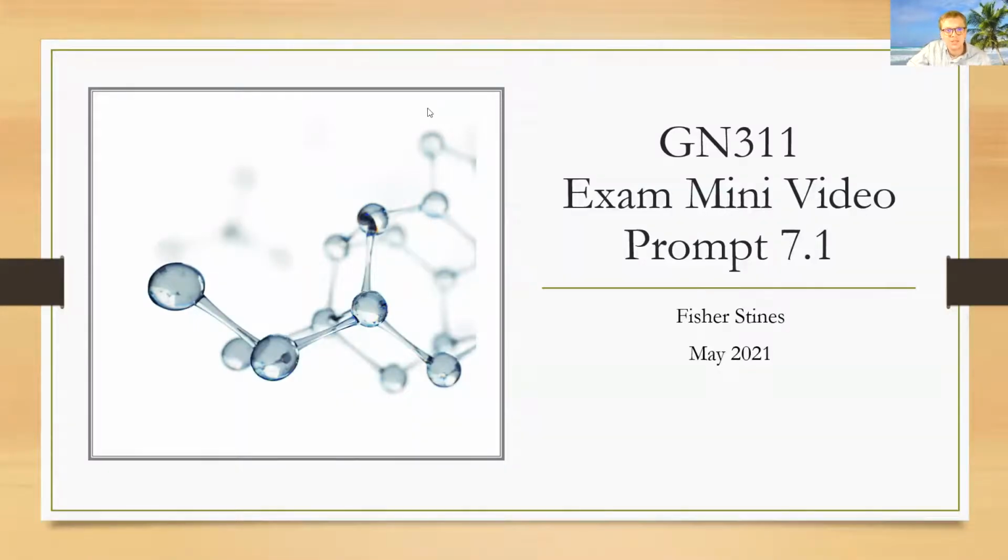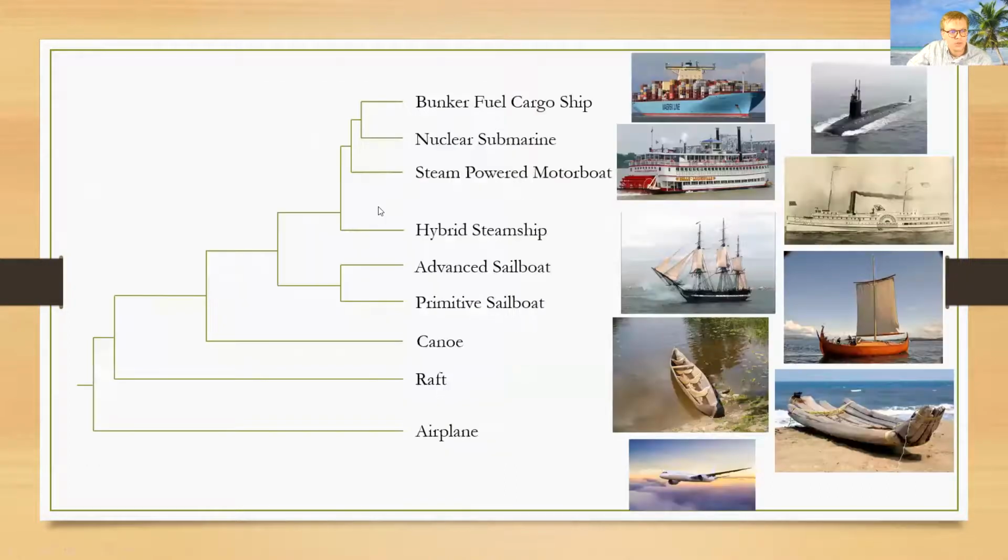My name is Stines, and today we're going to be investigating phylogenies in genetics using an example of an inanimate object, namely different forms of water transportation. So to begin, I'll introduce you to the phylogeny. And again, as I mentioned, the concept of this is investigating how these inanimate objects, different forms of boats, could have potentially diverged in evolutionary history.